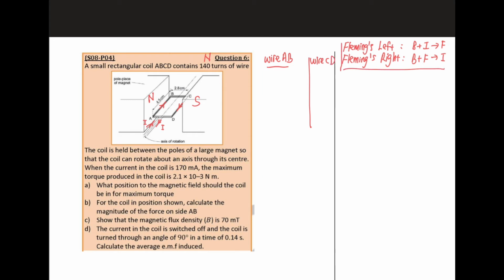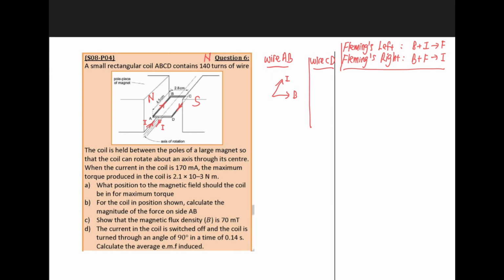Okay, so wire CD and wire AB. I use Fleming's left hand rule. I write down my B. My B is to the right, north to south, right? So my current is this way. For wire AB, as you can see, they are going from A to B.